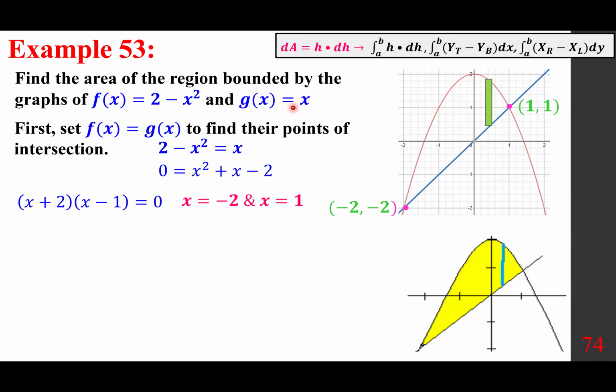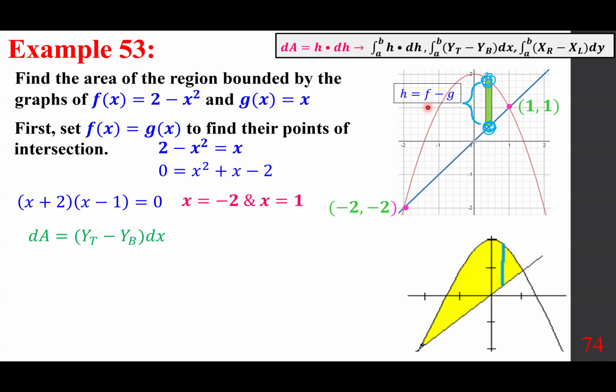And so what we are dealing with here, here's the top, here's the bottom. So the height, the top comes from the curve F, the bottom from the line G, so F minus G.